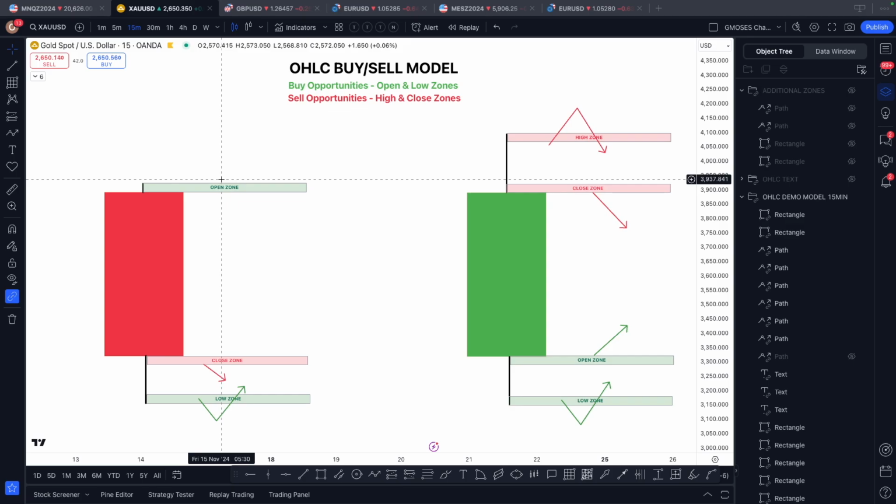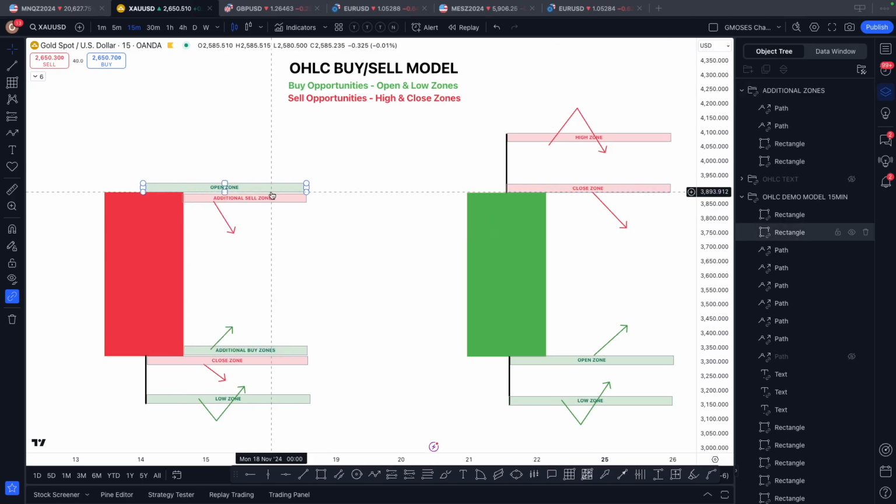Which brings me to my next point. On a sell candle only, we have additional opportunities. On a sell candle, we have an additional sell zone and an additional buy zone. So let's just say we saw a candle like this and price gave us a closure down in this area. We can look for sell opportunities to take it down within this area here.